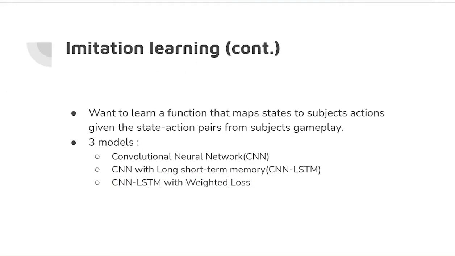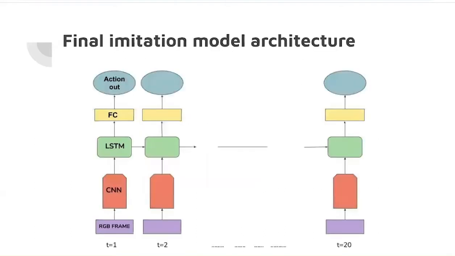Here, given the input game state, we want our model to output actions similar to what subject would take in that situation. We tried three deep learning architectures to solve this problem. At first, we tried a normal CNN model which failed due to the temporal nature of the game. Hence, we further tried CNN model with an LSTM layer, which failed when trained normally. Further, we trained the CNN LSTM model with a weighted loss function where we were able to achieve nearly perfect imitation of subject's gameplay. The architecture from our final model is shown here.